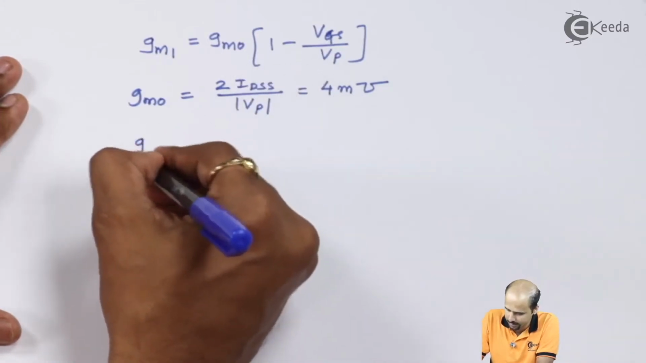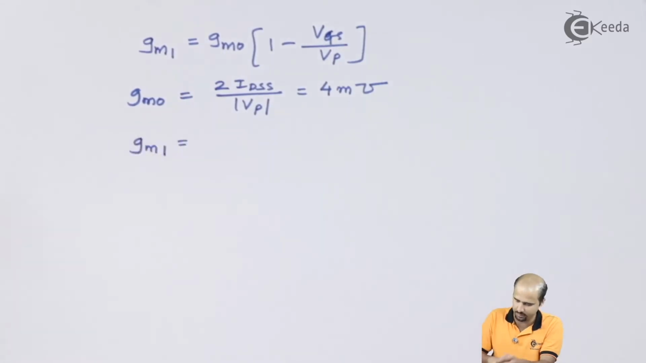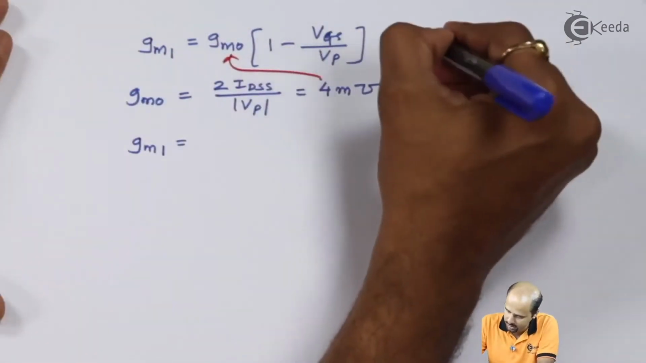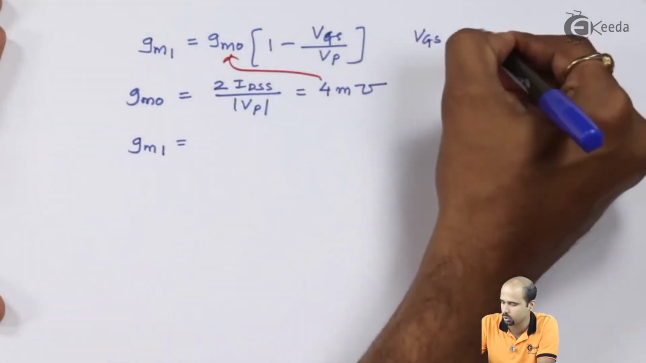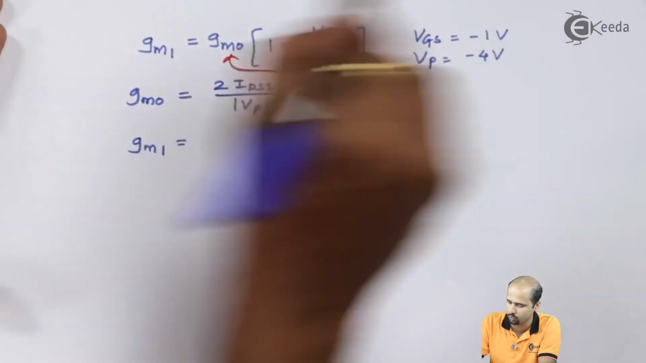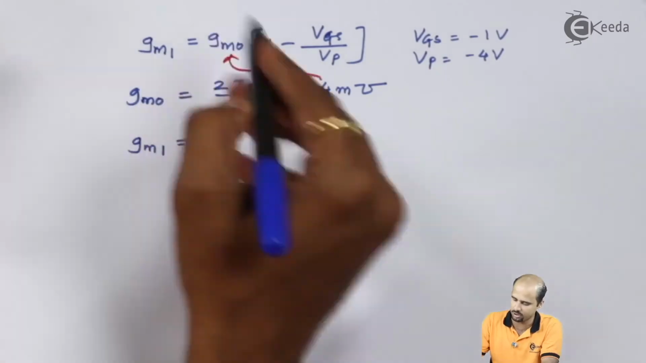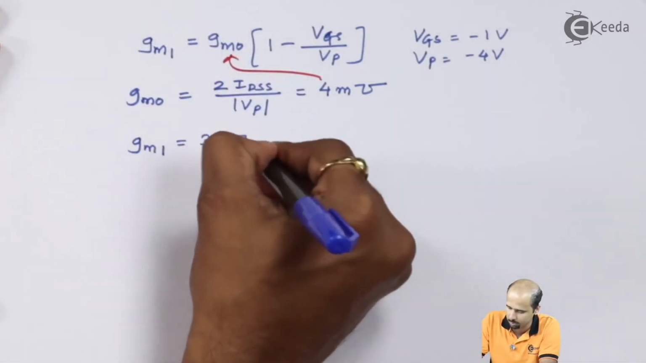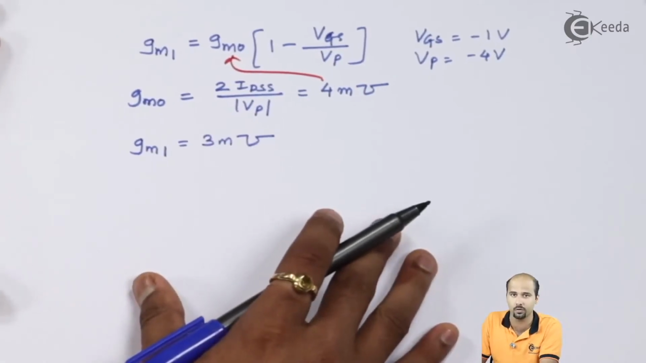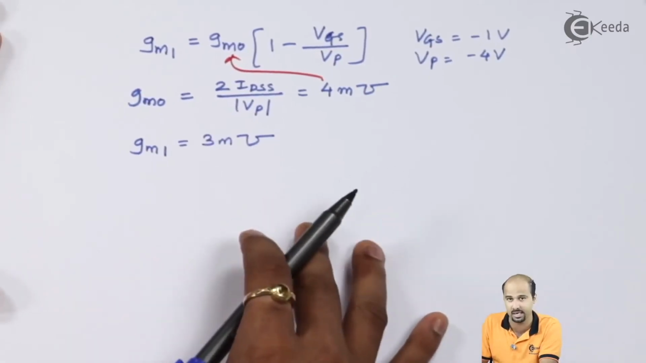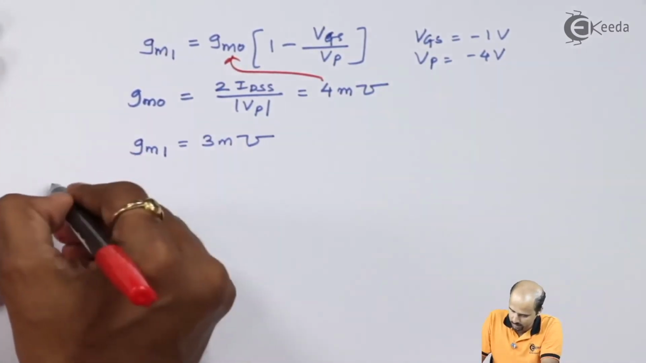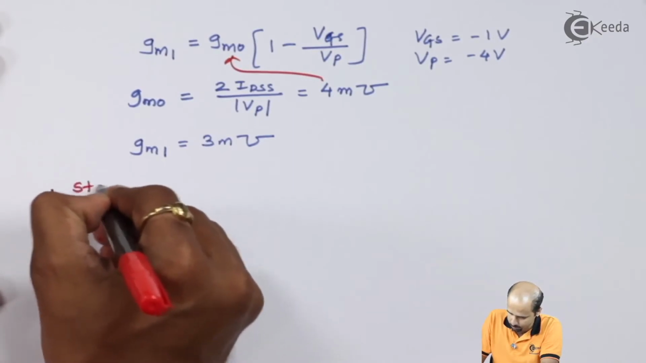So you will be getting the value of gm1 after putting the values of gm0 over here and putting the value of VGS equal to -1 volts and VP equal to -4 volts. We'll be getting the value of gm as 3 millimho, right? So here we have got the first parameter which is required for the gain in the AC analysis for the first stage. So let's move to stage number 2.